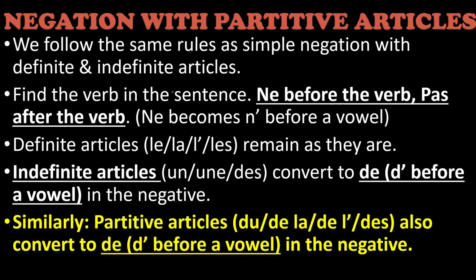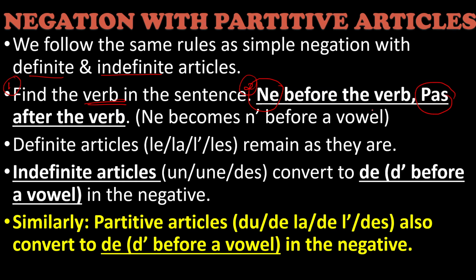That means you want to add the word "not" in English into the sentence. A simple negation when you have a definite article and an indefinite article. Let's revise those rules. You have to find the verb in the sentence. First step is to find the verb. Once you have done that, the second thing is you have to introduce ne before the verb and pas after the verb.